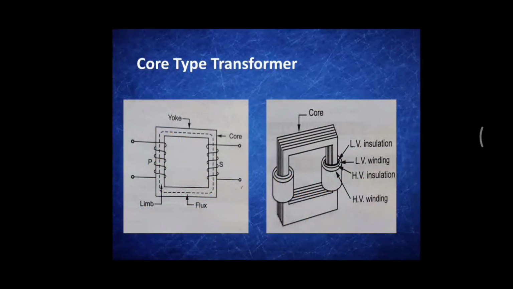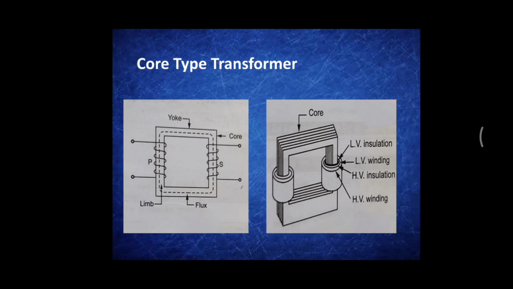First of all, let us talk about the core type transformer. This figure shows the schematic representation of the core type transformer, along with a view of its actual construction. What is done in the core type transformer? The coils used are of cylindrical type, wound in helical layers with different layers insulated from each other by paper or mica. Both the coils are placed on both the limbs. The low voltage coil is placed inside, near the core, while the high voltage coil surrounds the low voltage coil. The core is made up of a large number of thin laminations.